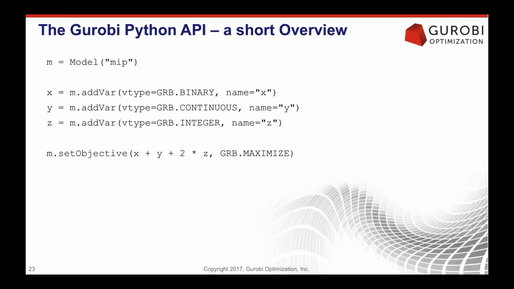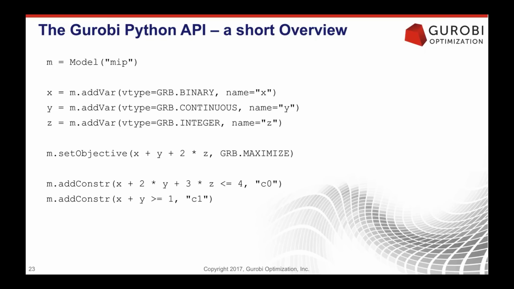Of course, an optimization problem also needs an objective. When adding an objective, you can just write it down in the way you would write it down on a piece of paper. In this case, our objective is x plus y plus 2 times z, and we want to maximize it. Setting this objective is done by the setObjective method of the model object.